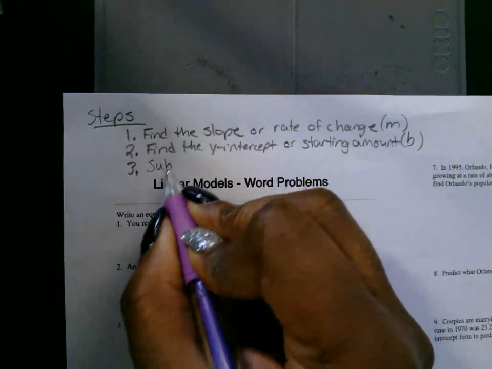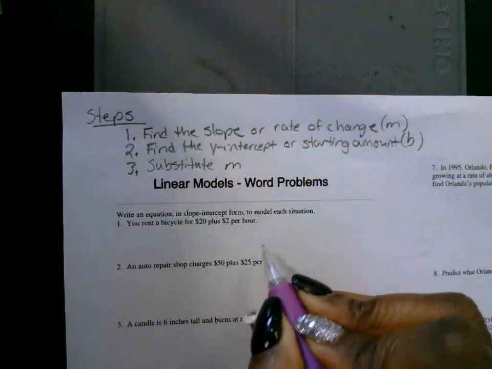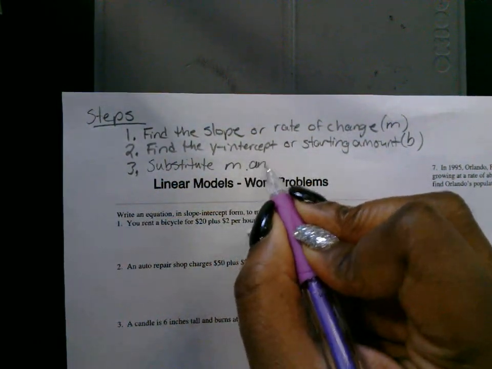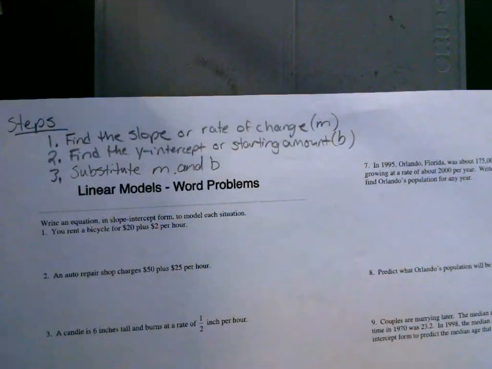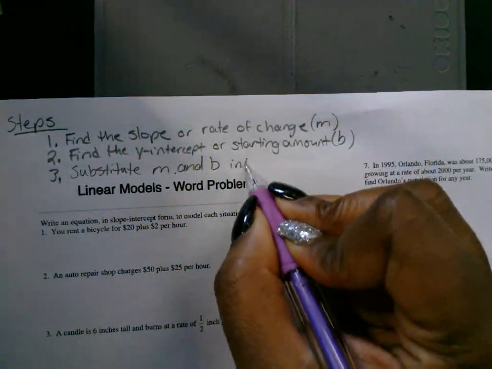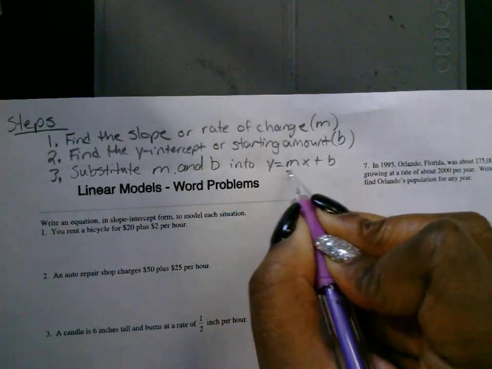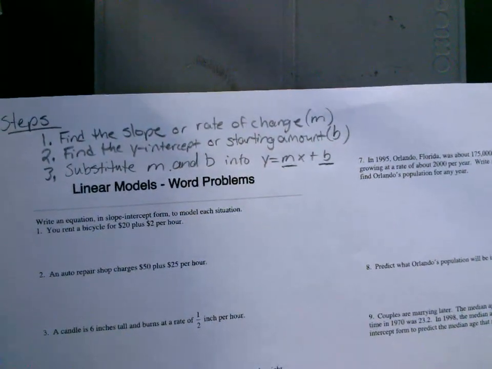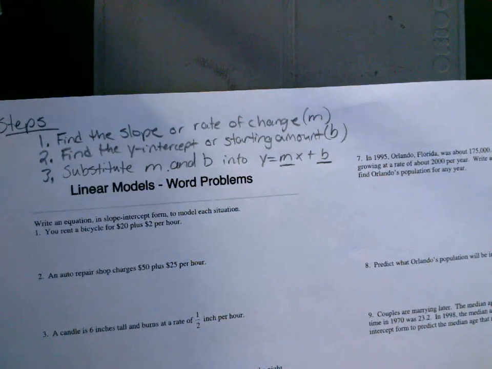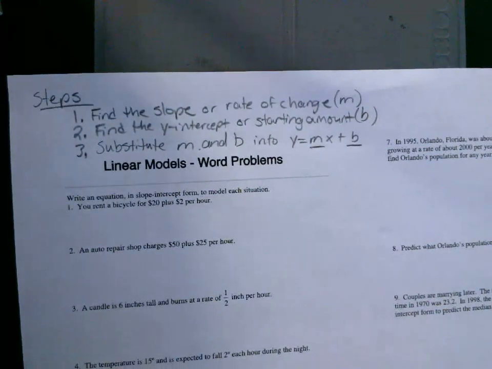So you're going to substitute whatever the M is, and I'm going to write out the word "and." Last time I did the symbol and y'all about freaked out. And B into the slope-intercept form y equals mx plus b. So you're replacing the M and the B. You're going to still write y, you're going to write the equal, and you're just going to replace the M and replace the B to write your equation. So now I'm going to pause, give you a chance to write.